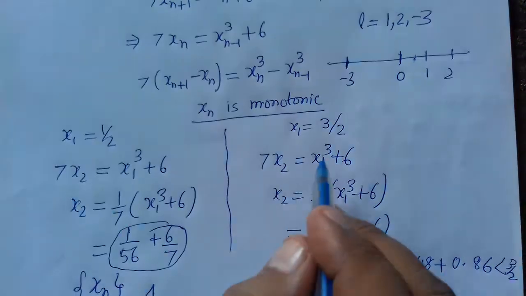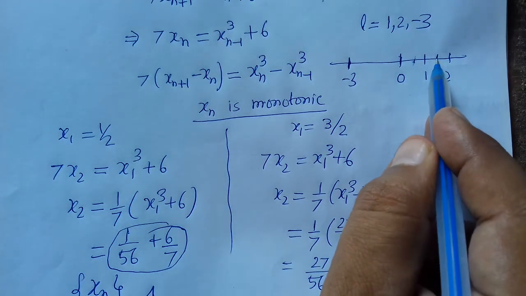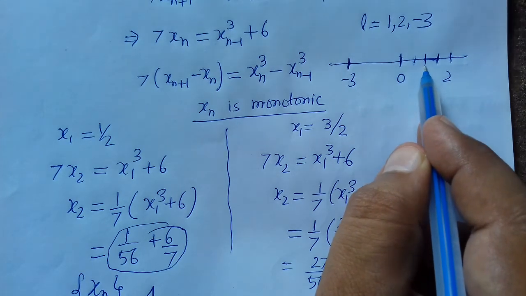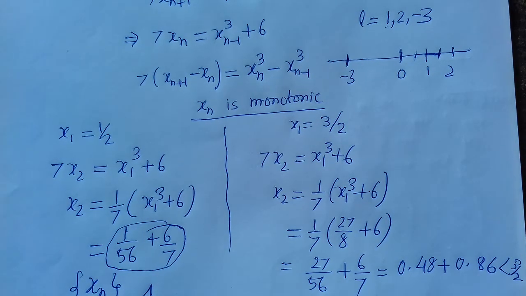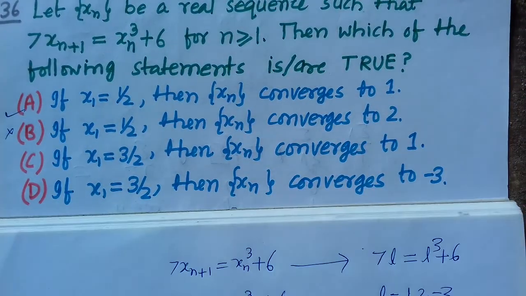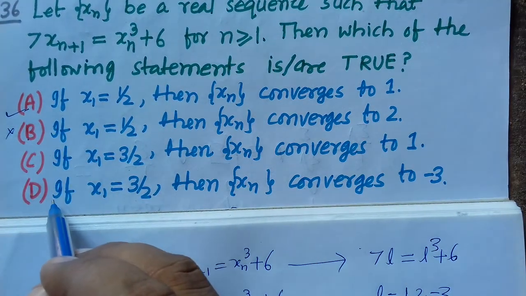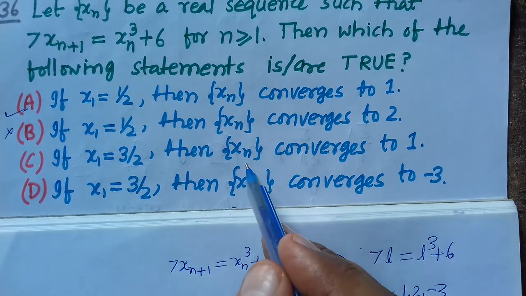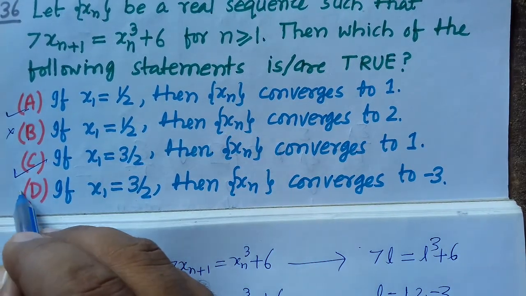And here you see the first term 3 by 2 will be at this place, and decreasing means this side. If you go this side, then the nearest limit is 1. So for 1 by 2 and for 3 by 2, the sequence converges to 1. So A is correct. Since A is correct, B is wrong, and you saw that for x1 equals 3 by 2 the sequence converges to 1. So C is correct. Since C is correct, D is wrong.